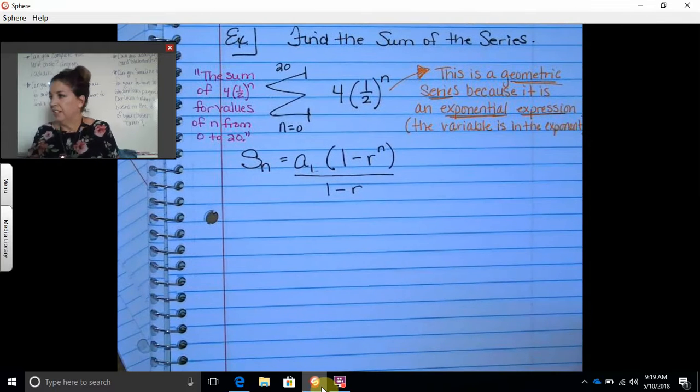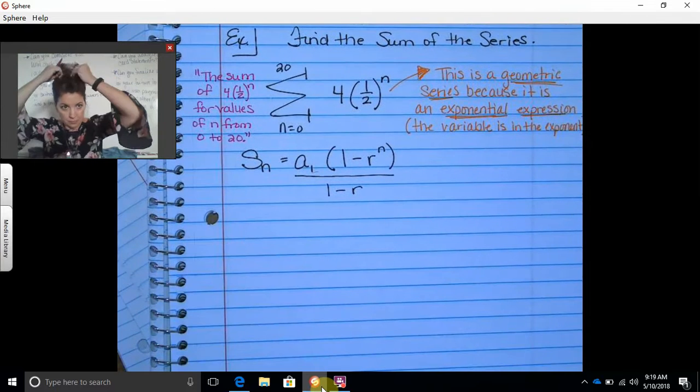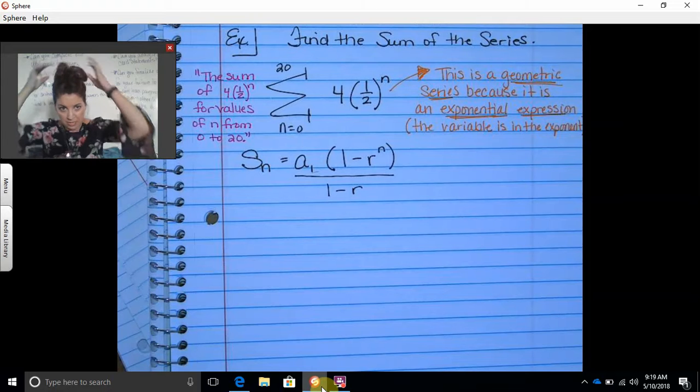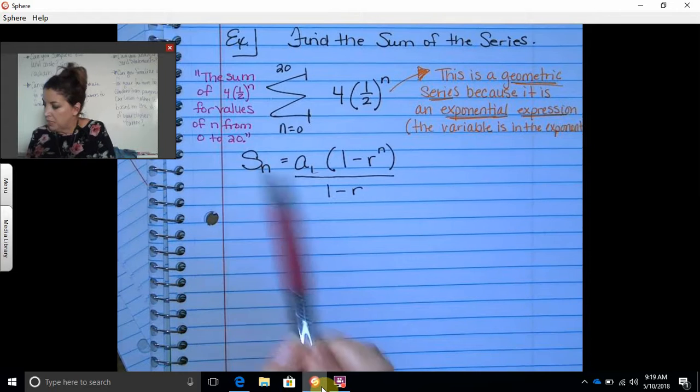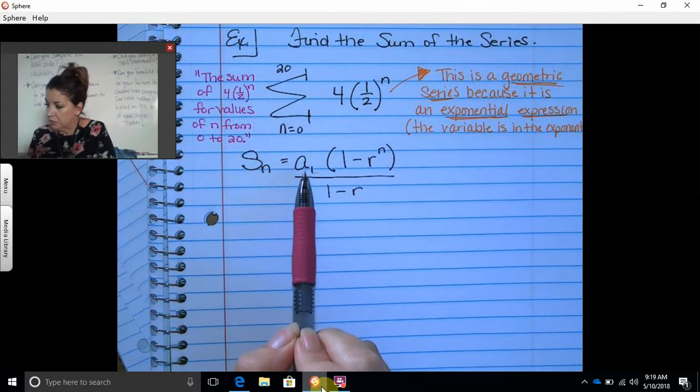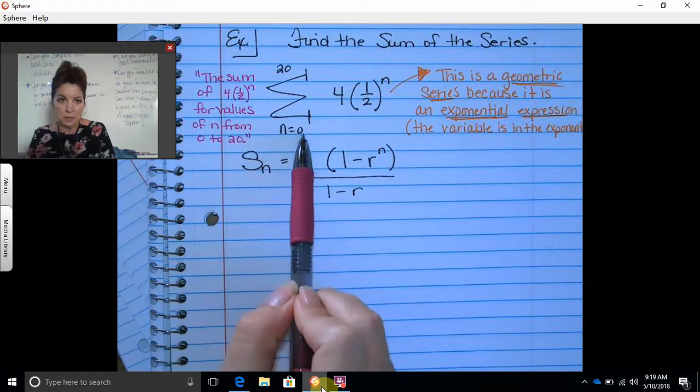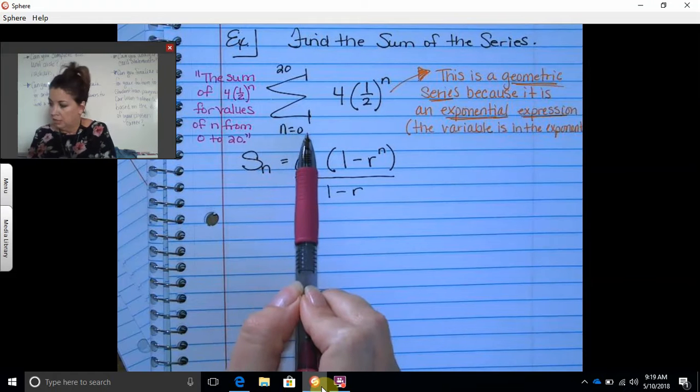I just like to write down how to say it. A lot of times in math we don't know how to say things correctly. So we know a sub 1 is our first term. So we have to find our first term. That's our lower limit, just like it was in arithmetic.